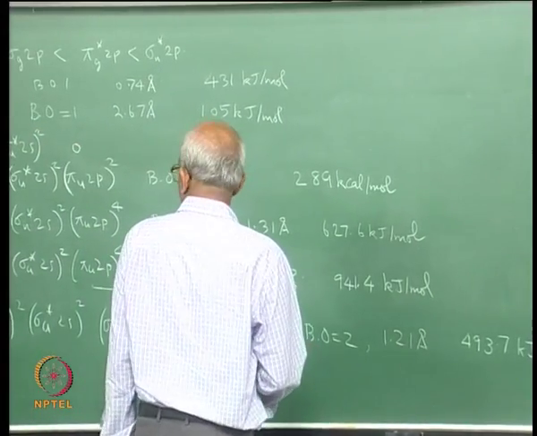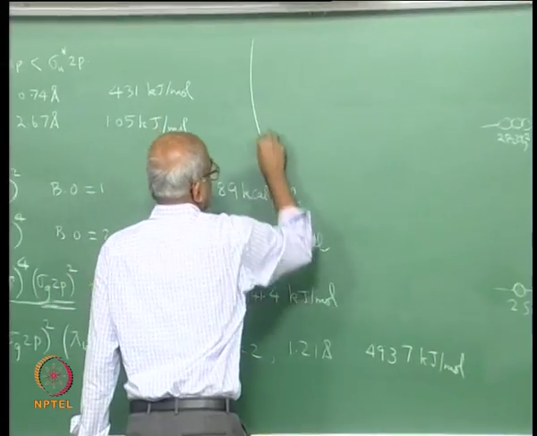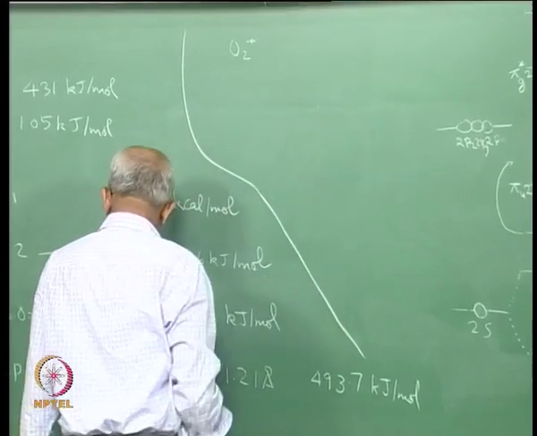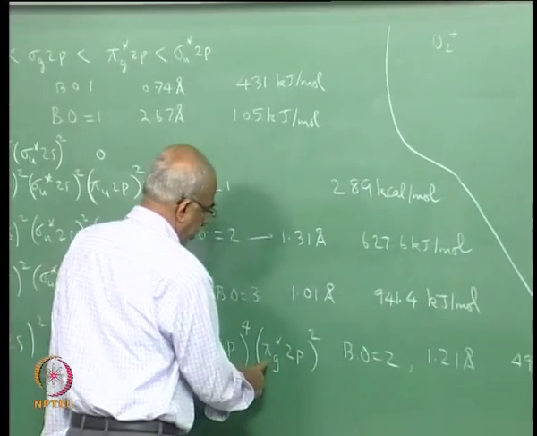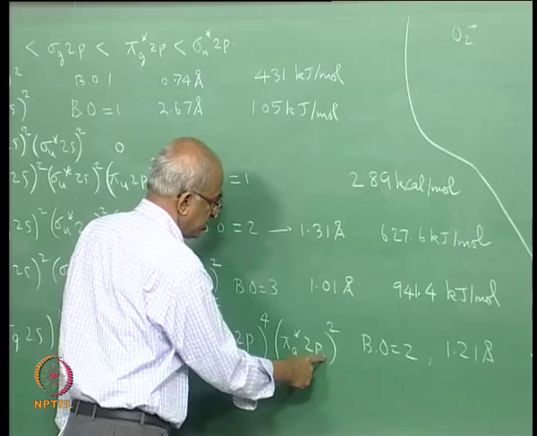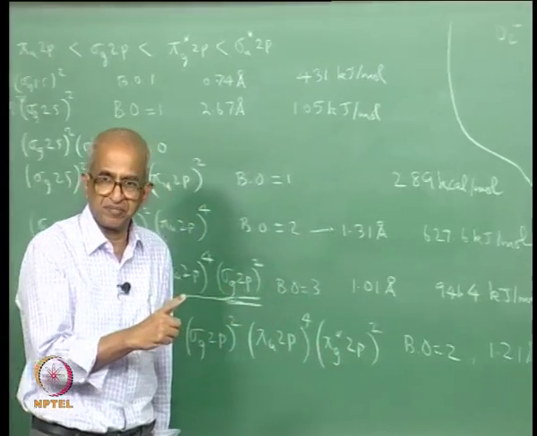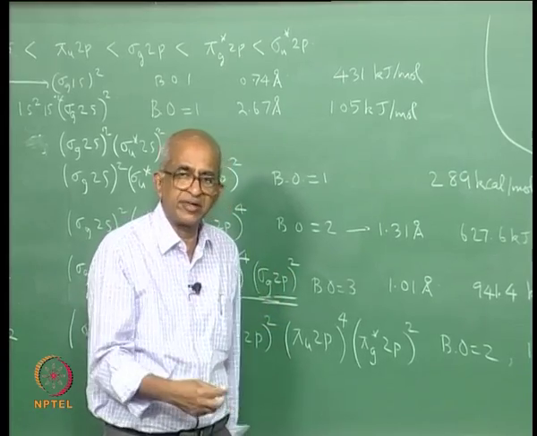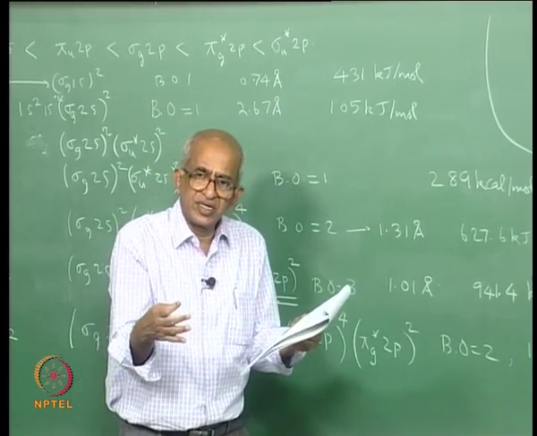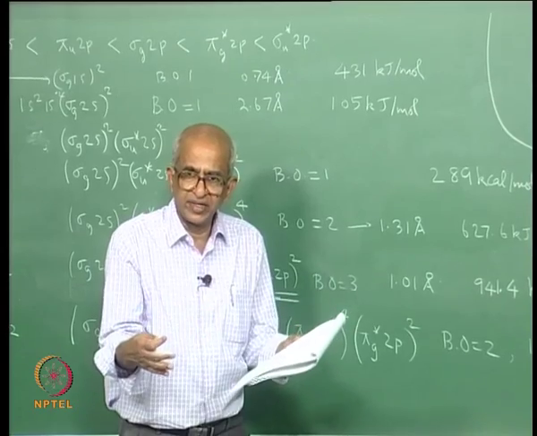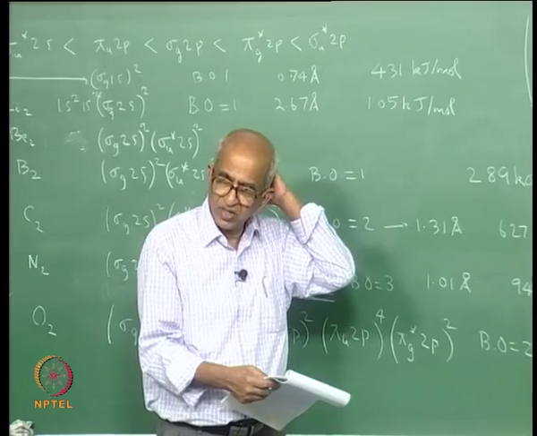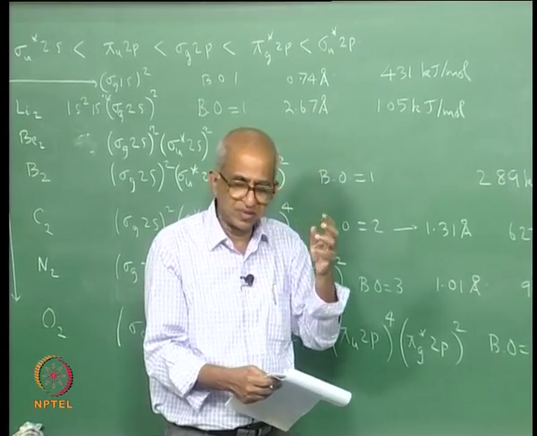I do not have any space, so let me just write here. Suppose I make O2 plus, then what are you actually doing? You are removing one electron from this orbital, and this orbital is actually anti-bonding. This orbital pi g star 2p is anti-bonding. So, if you remove one electron, you are increasing the bond order, because one electron has been removed from an anti-bonding orbital. So, the system actually becomes more bonding.